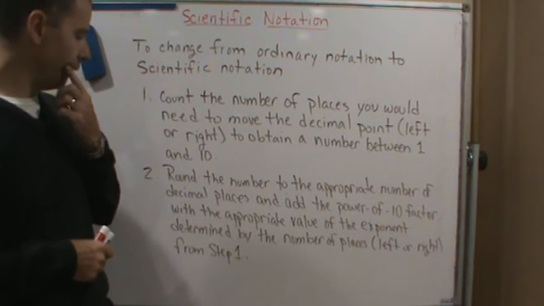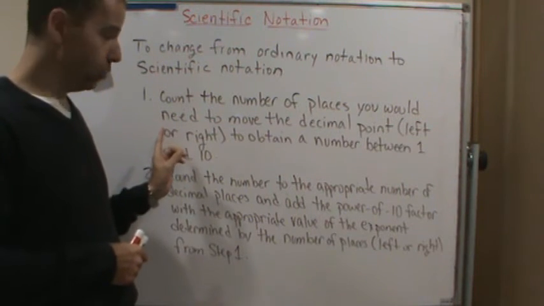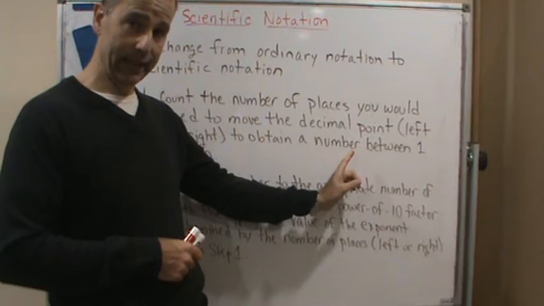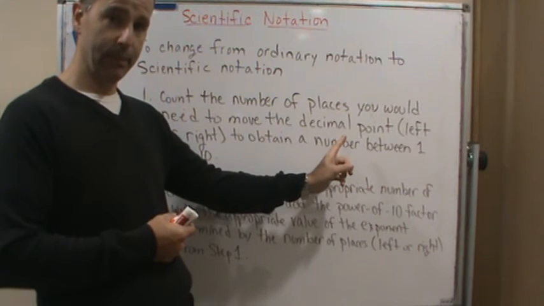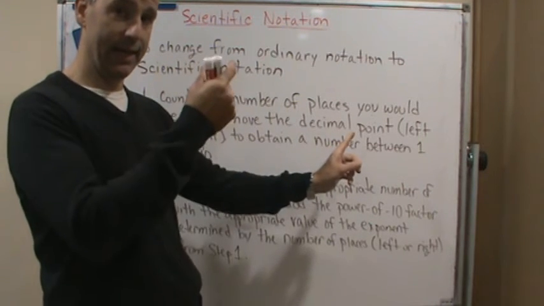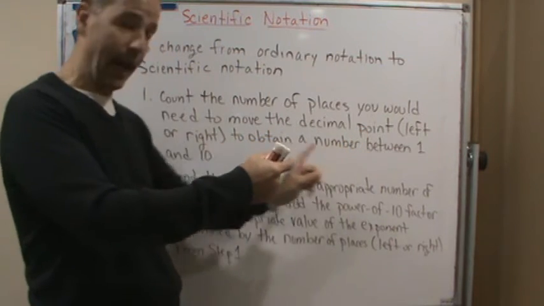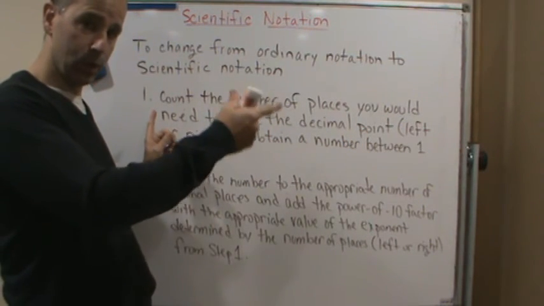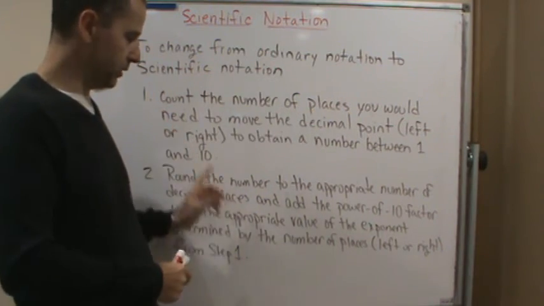Okay? So, if I'm moving the decimal point to the right in order to get my number in step 1, that means that I'm going to have to multiply by a power of 10 with a negative exponent, all right, because in order to get back to where I started from, I have to multiply by a 10 to a negative number. The exponent has to be negative.